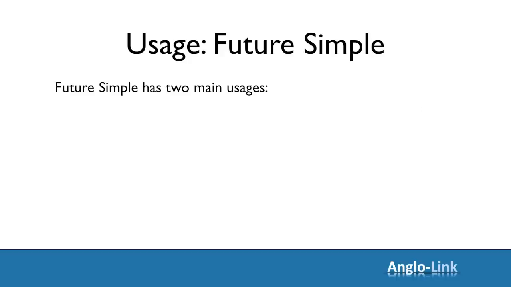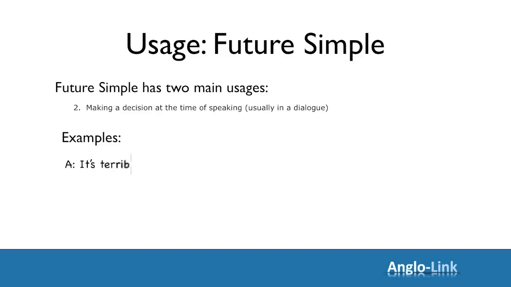The second usage of the future simple tense is when you make a decision at the time of speaking. This usually happens in a dialogue. Someone says something or asks you to do something, and you react. And when you react, you use the future simple. Let's look at examples. Someone says, "It's terribly cold in this room," and you decide at that moment to put the heater on for them. You use the future simple. "I'll put the heater on for you."